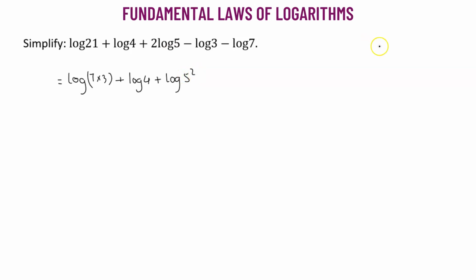So what we have done here is if we have a times log of b, that's the same as log of b raised to the power of a, minus log of 3 minus log of 7.